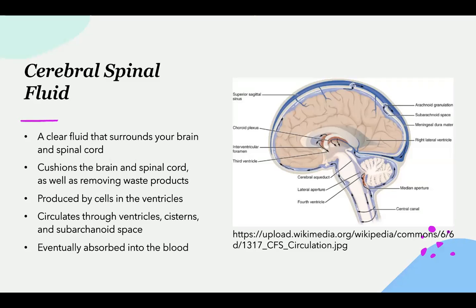CSF is produced by cells in the ventricles of the brain. CSF circulates through the ventricles, the cisterns, and the subarachnoid space, then is lastly absorbed into the blood, where it will be taken away and disposed of. You can see in this picture here, it shows some tracks, how it goes through the brain and then down through the spinal cord.